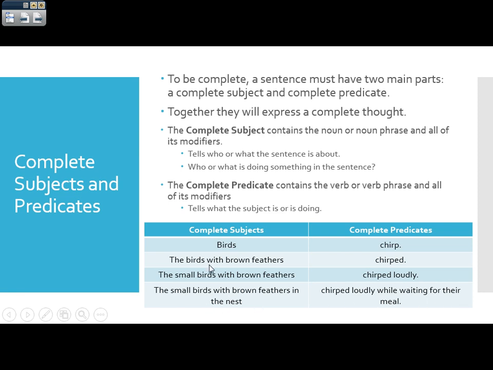In this first part, the subject, birds, is who or what is doing something. But this whole group of words, this whole phrase, is the complete subject. And then you say, what is the subject doing? Well, it chirped loudly while waiting for their meal. That whole group of words is your complete predicate, the verb and all of its modifiers.